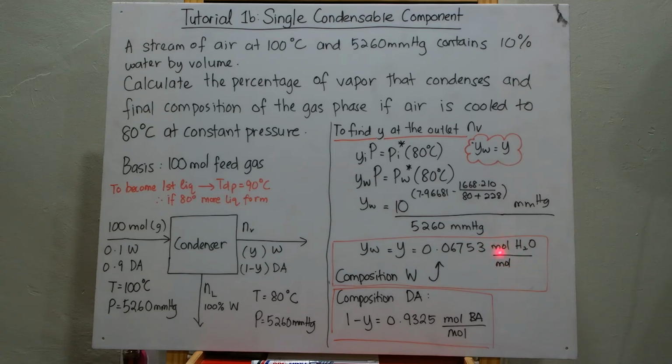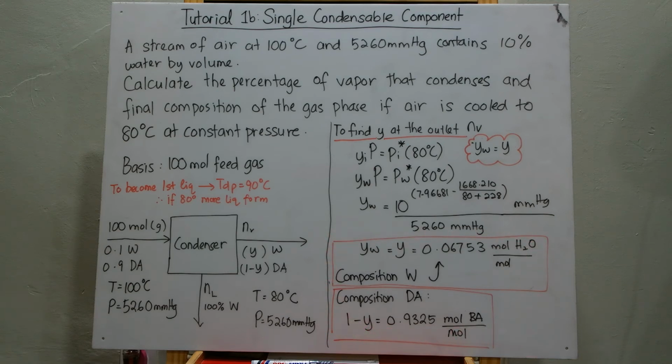Once you know the mole fraction of water, you can find the mole fraction of dry air, because this outlet line for gas only contains water and dry air. So you just take 1 minus y, because you already obtained this y. You'll get the composition of dry air in terms of mole, that is 0.9325 mole dry air, dA, per mole. These are the compositions of your outlet gas.